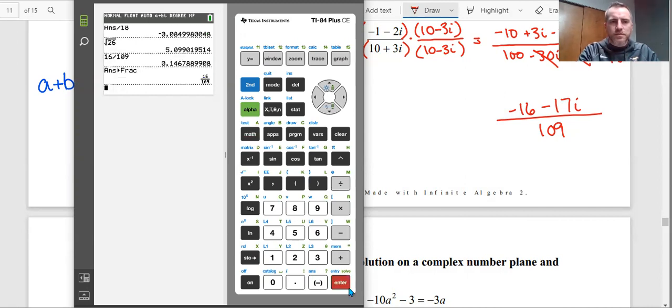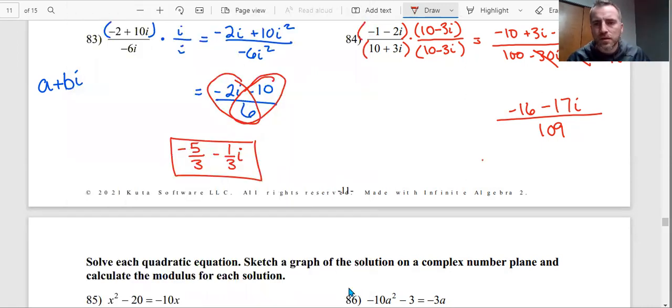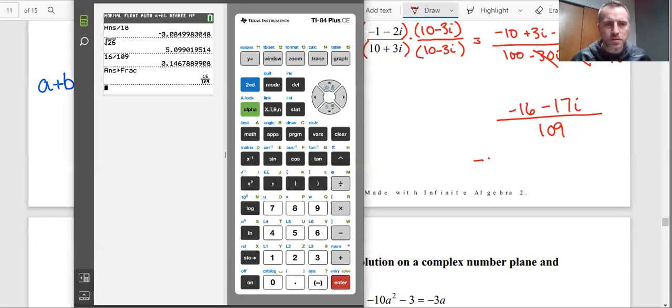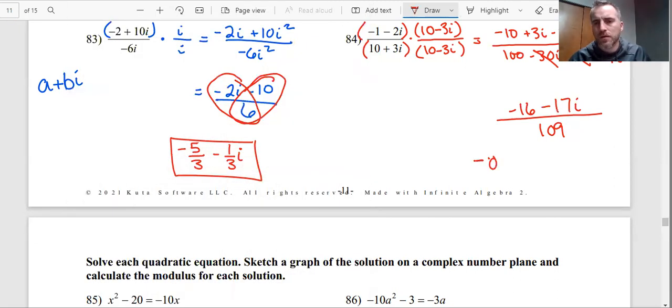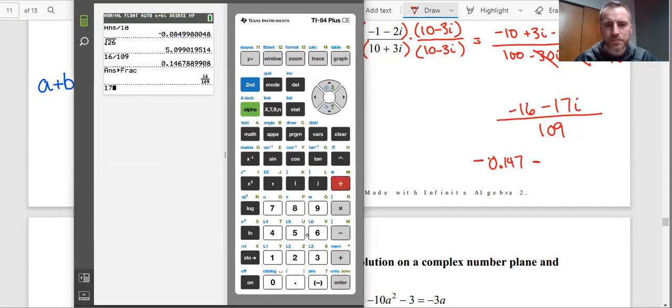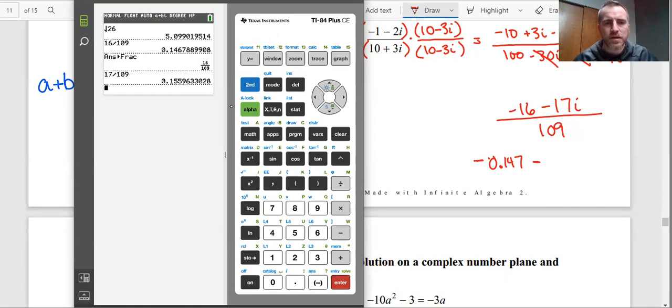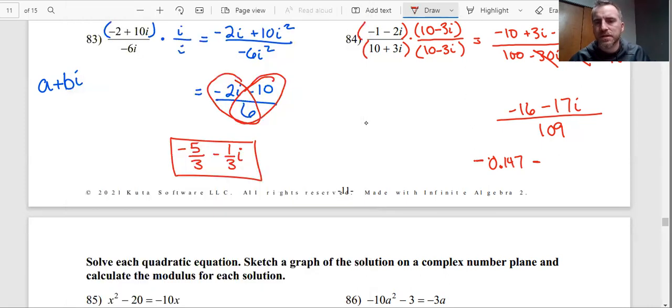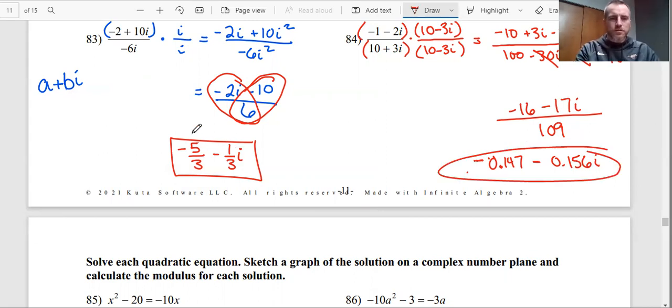If I hit math, enter, enter, it gives me the same fraction I had already. So you can leave it as that fraction, or you could do negative 0.147 minus, and then what's 17 over 109. I do not believe that's going to simplify either. See, it gives us the same fraction back, so we'll do 0.156. There are our solutions.